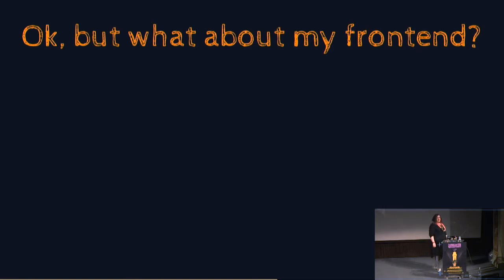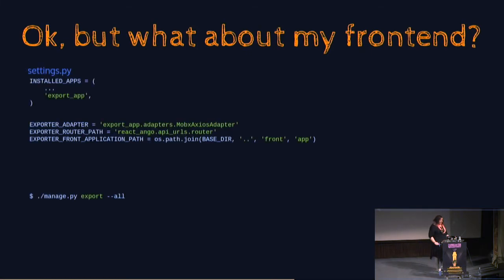Oops. OK. But so what about my front-end code? Well, you remember I told you that the schema adapter comes with two packages. There's the auto endpoint and the export app. Now, by using the export app, I'm able to export code from my serializer to my front end. And for that, I'm going to need to add a few settings to my code. There's really not much to add. You have to tell Django which adapter you're going to use for the front end.